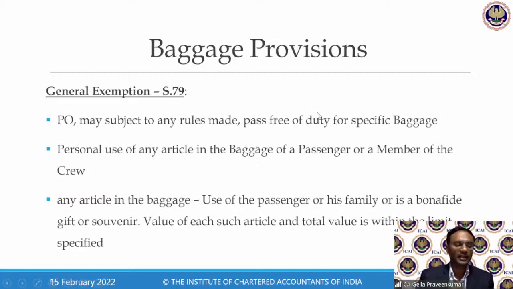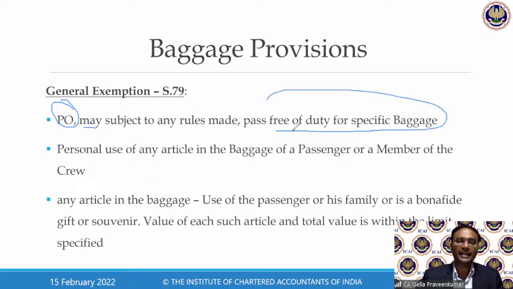Now, Section 79 under customs law has given a general exemption. What is the general exemption? The proper officer may, subject to the rules made thereunder, pass free of duty specific baggage. So here, Section 79 says that, look, a proper officer, if he feels okay, will permit you to take your baggage free of duty. What is that? Personal use.